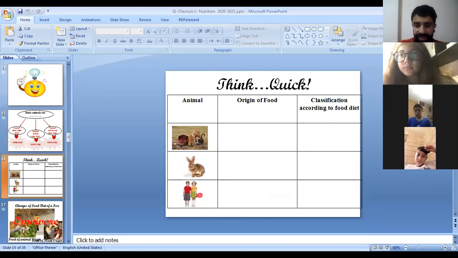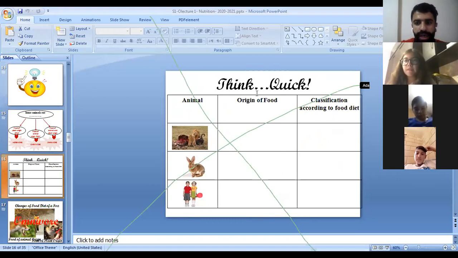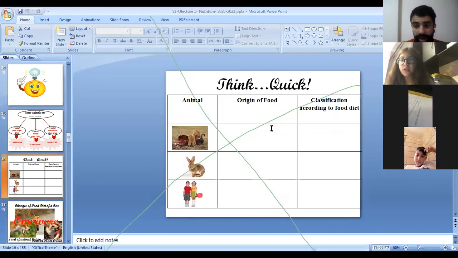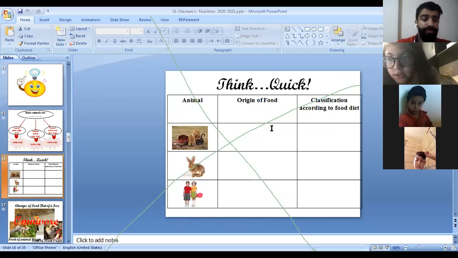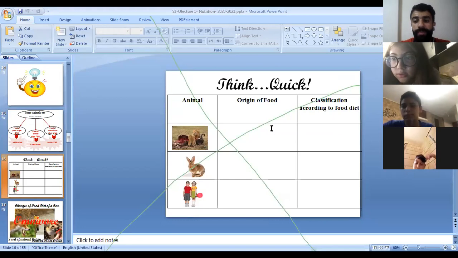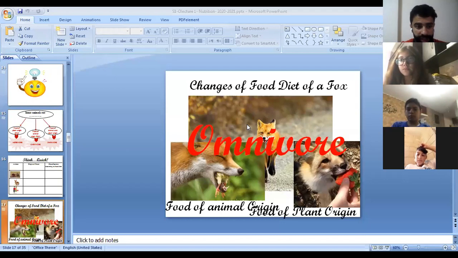Okay, so here, does the lion eat food of plant origin or animal origin? Sure, it eats food of animal origin, so it is called carnivore. While the rabbit eats food of plant origin, so it's herbivore. While humans eat food of plant and animal origin, we are called omnivore. So here, the fox. The fox is an omnivore. Why is the fox an omnivore? The fox is an omnivore since it consumes food of plant origin and animal origin. Okay?